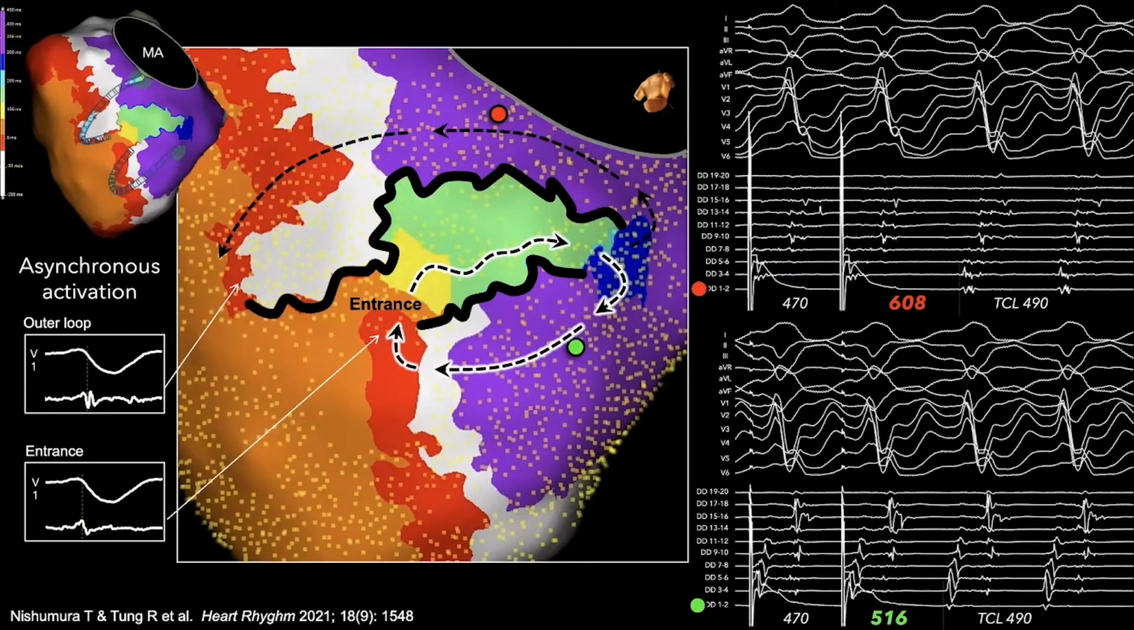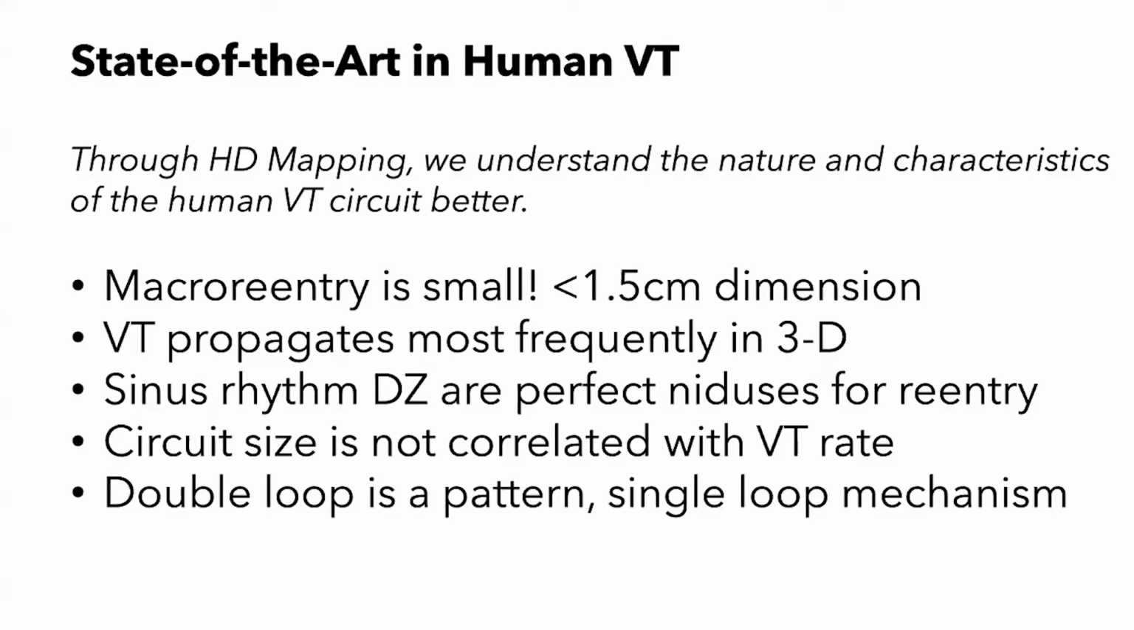A systematic interrogation of this, whenever we interrogated both loops, we can never prove by entrainment that both loops were actually part of the active mechanism, suggesting that the vast majority of VTs are single loop in mechanism with a double loop appearance, one of them being passive. Here, we found that the active loops are typically the smaller radius of curvature.